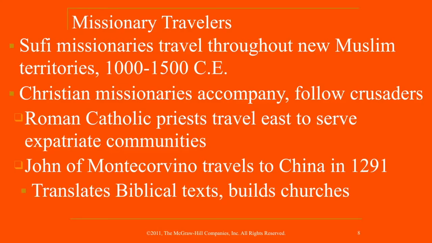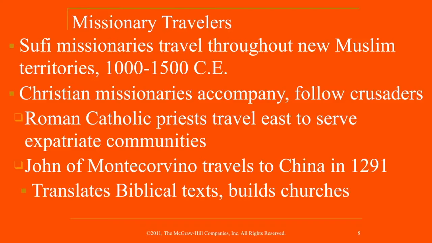Missionary travelers. Now we're into these groups. Sufi missionaries traveled throughout the new Muslim territories between 1000 and 1500 CE. Christian missionaries accompany and follow crusaders. The crusade we'll talk about a little bit later. Roman Catholic priests travel east to serve expatriate communities. Expatriate just means people who are from a certain area that decide to live in another area of the globe. So if you live in America and you decide to go live in Spain, you are an American expatriate who lives in Spain.